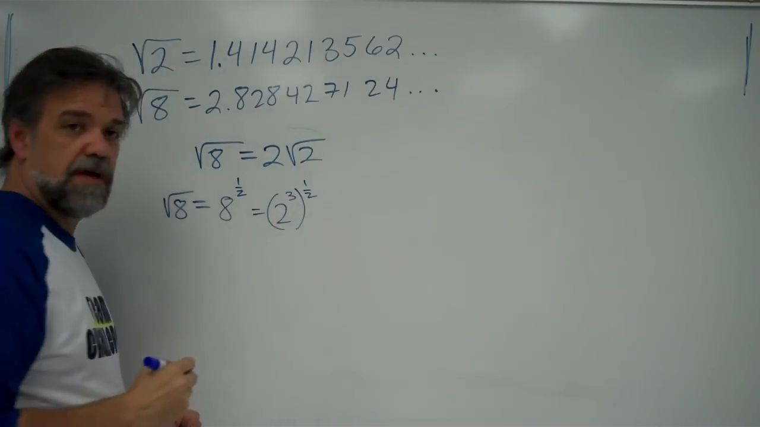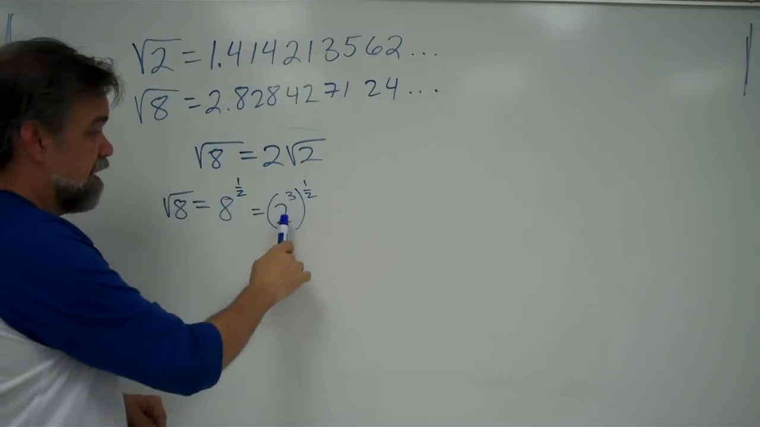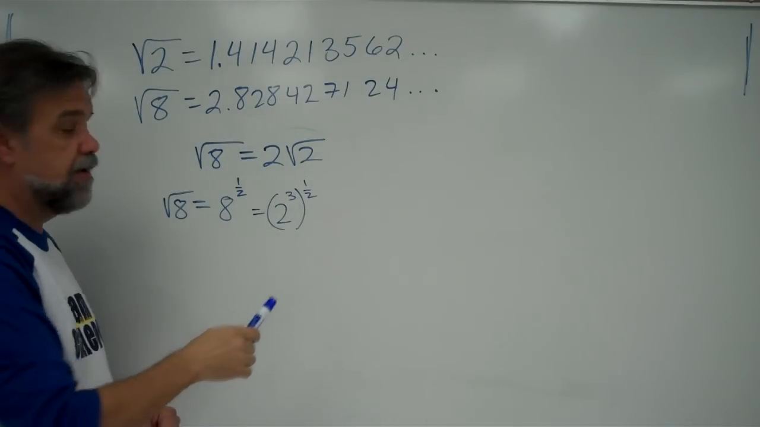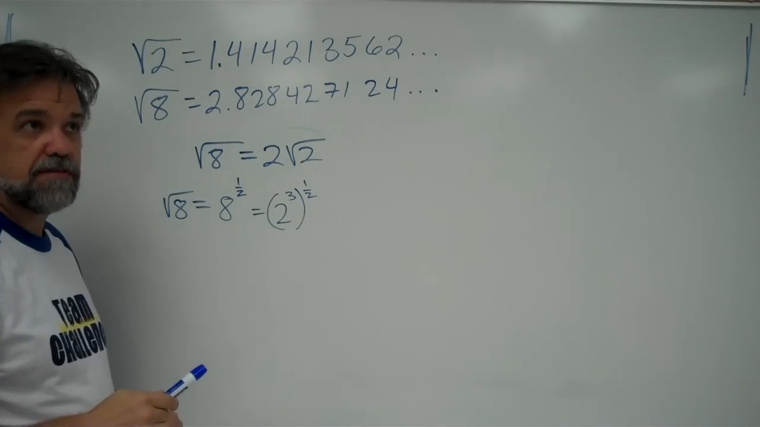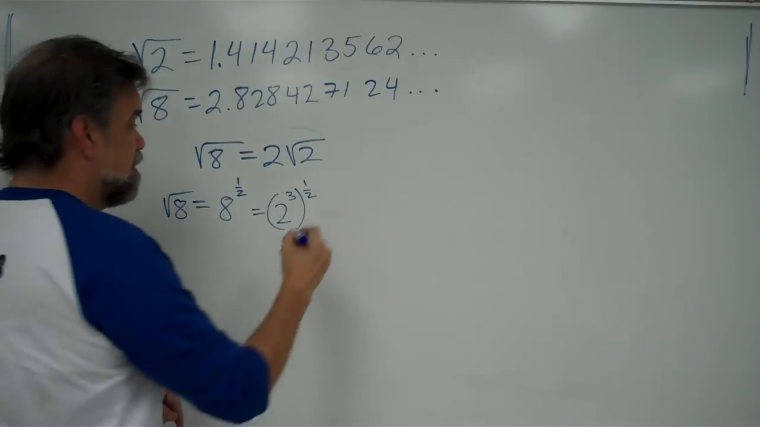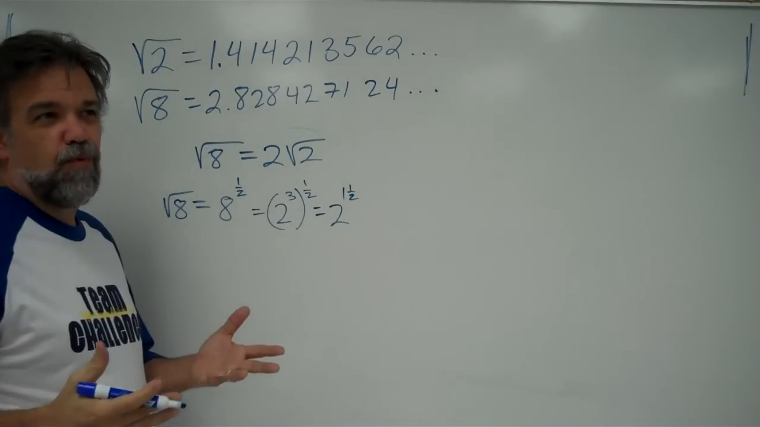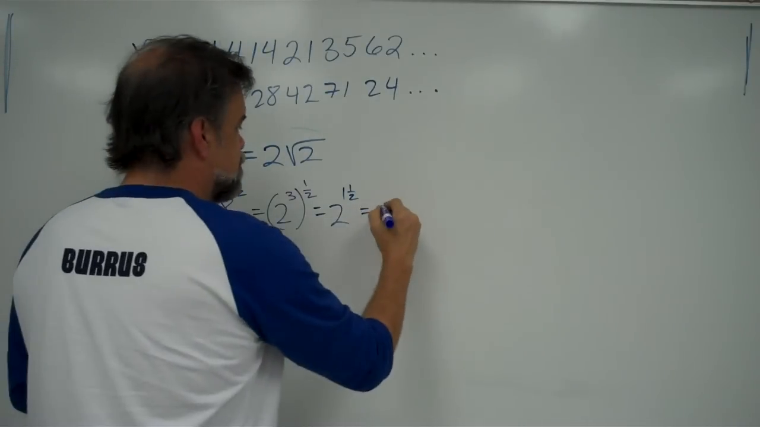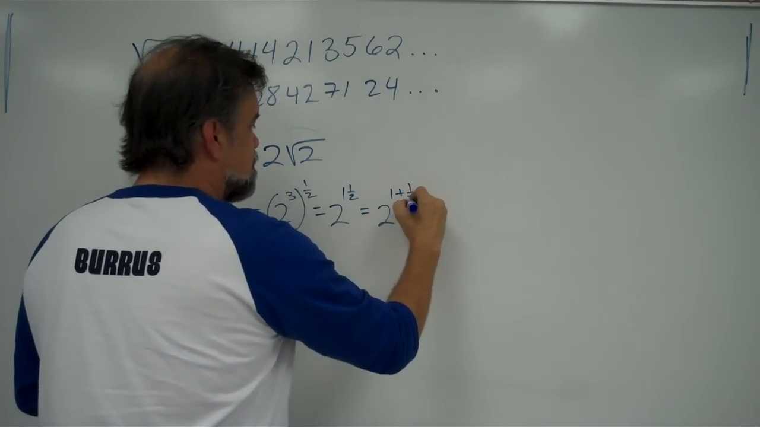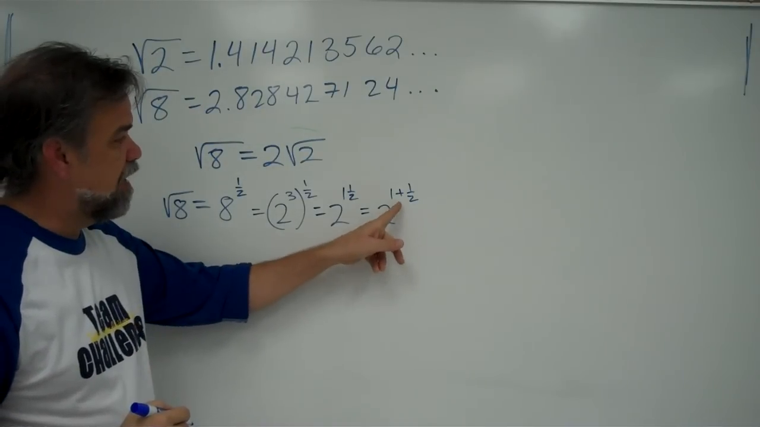And I also know from my exponent rules the other day that when I have something to a power to another power, I multiply those exponents. And so 3 times 1/2 is going to give me 1.5. So that means this is 2 to the 1.5 power. And 1.5, if you think about it, is 1 + 1/2, right? So this is 2 to the 1 + 1/2 power.